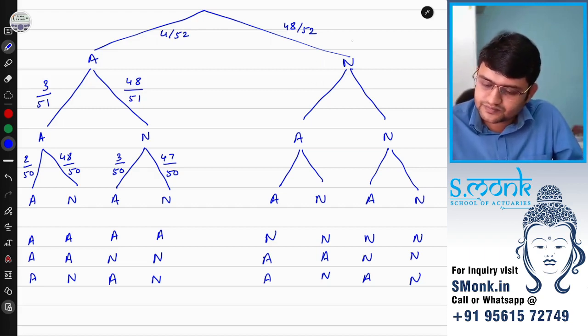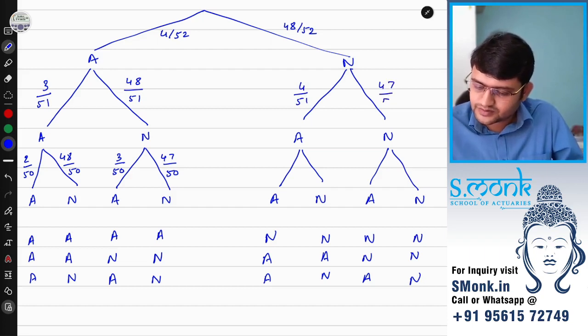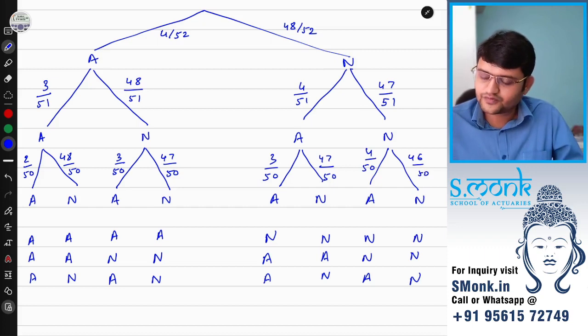Similarly, here if I had not an ace, so I will have 44 cards for the second chance. Here I will have 47 cards. Here if I got not an ace, then an ace. So 3 by 50 and 47 by 50. Similarly here N and then N, I will have 4 by 50 or 46 by 50.